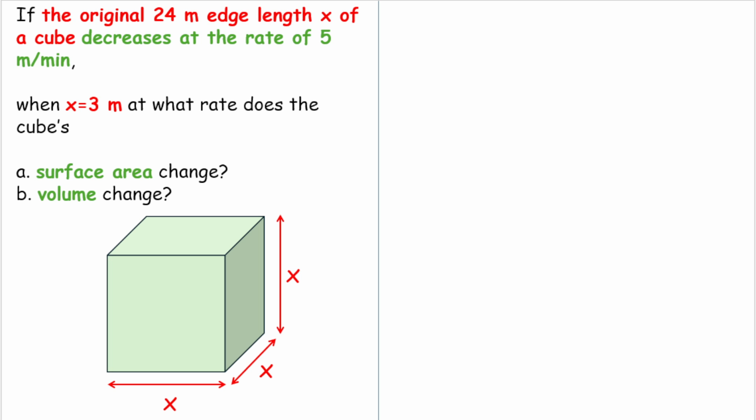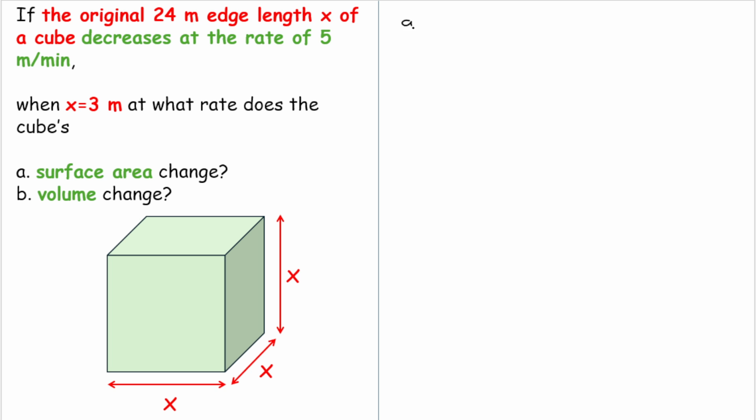Let's read it first. If the original length x of a cube decreases at the rate of 5 meter per minute, when x is equal to 3 meter, at what rate does the cube's A, surface area change, B, volume change? Okay, let's start with problem A first.